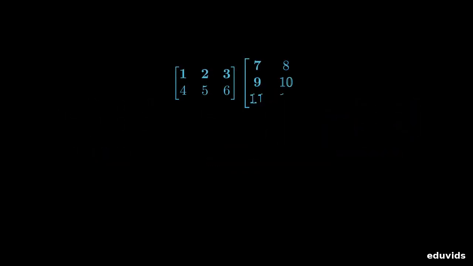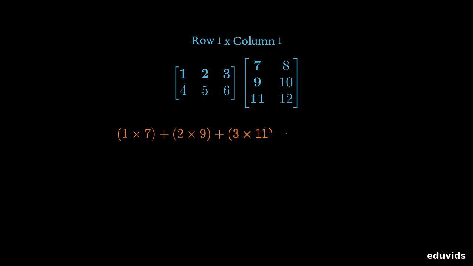To find the top left entry of C, we take the top row of A and the left column of B. Multiply 1 by 7 to get 7. Multiply 2 by 9 to get 18. Multiply 3 by 11 to get 33. Add 7 plus 18 plus 33 to get 58. That is our first entry.